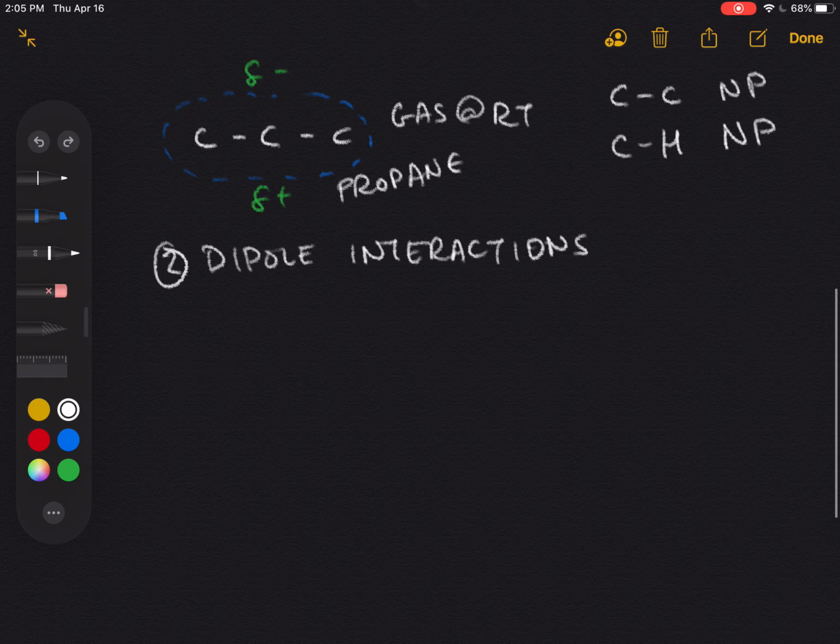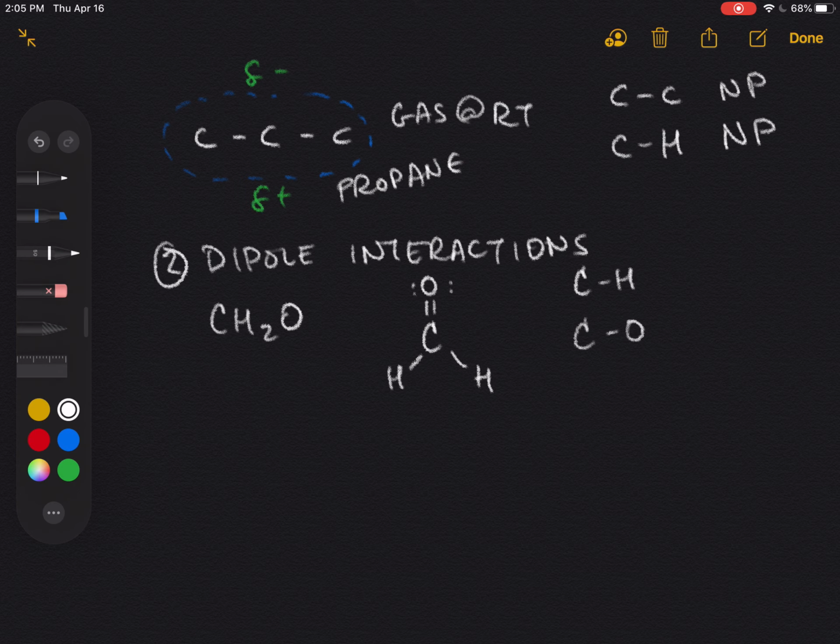Let's do something like CH2O, formaldehyde. So in formaldehyde, if we sketch this out, we have a couple different bonds to consider. We have the CH bond and we have the CO bond. This CH bond, in the bond polarity video, we talked about how that was nonpolar. Now the CO bond is a polar covalent bond, so that is a polar interaction.